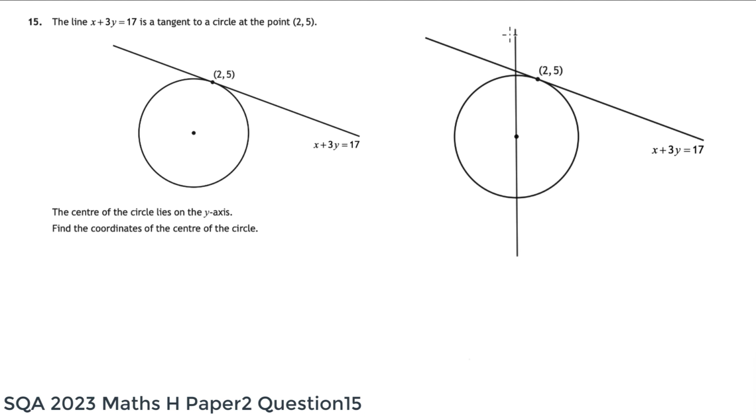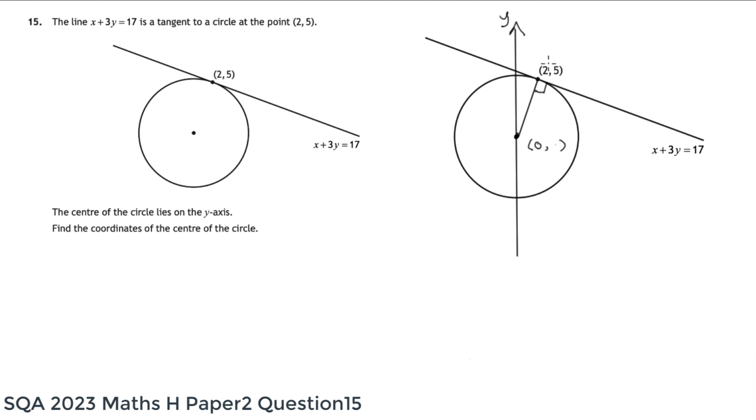So let's draw in the y-axis there. Now that would mean that we know the x coordinate of that centre point is 0, and we're asked to find basically the y coordinate. Now you'll notice in this diagram that from the centre to the point of contact, that radius, let me just draw that in, that radius we know, or we should know, is perpendicular to that tangent.